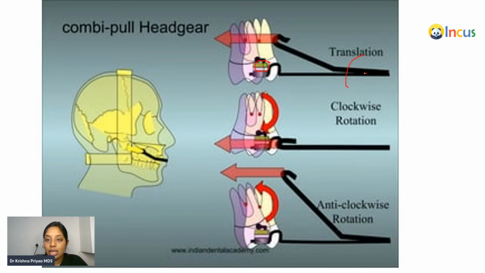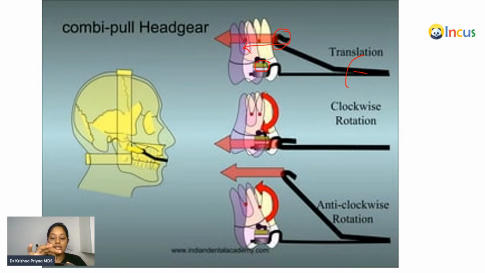The outer bow is made in such an angle that it is positioned at the center of resistance of the whole maxilla, so that it undergoes a translation. So before going into this concept, what is center of resistance? For that I need to take an example of a phone. This is a phone.